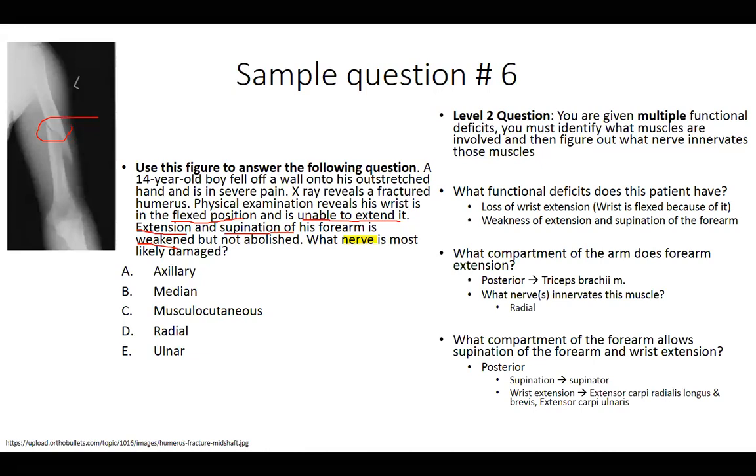All right? Again, the nerve that innervates this is the radial nerve. So looking at this and breaking it down, what nerve is most likely damaged? In this case, it would be your radial nerve. Okay? Axillary is involving the shoulder. If you recall, it involves deltoid and it involves teres minor. So it doesn't do anything with forearm at all.